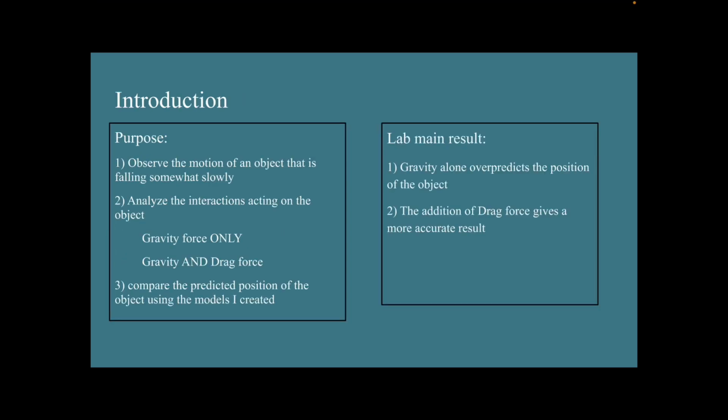The purpose of the video today is to observe the motion of an object that is falling somewhat slowly. We want to analyze the interactions acting on the object, including the interaction of gravity only and the interactions between gravity and drag force. Next, we want to compare the predicted position of the object using the models that we created.